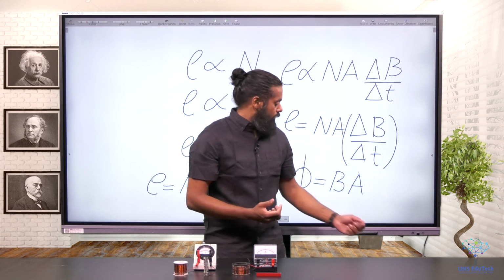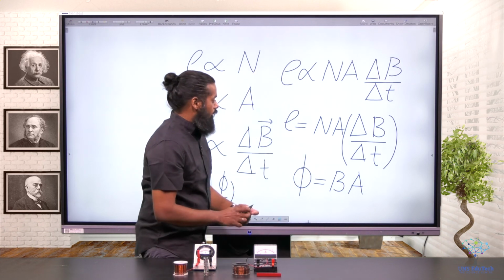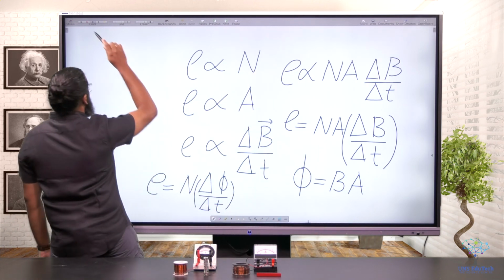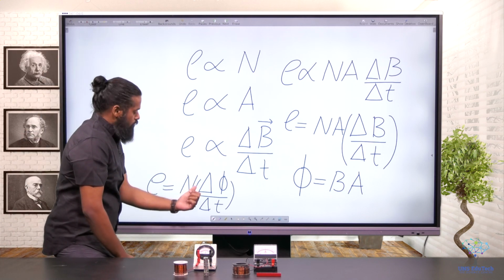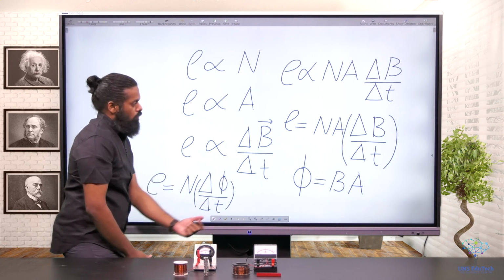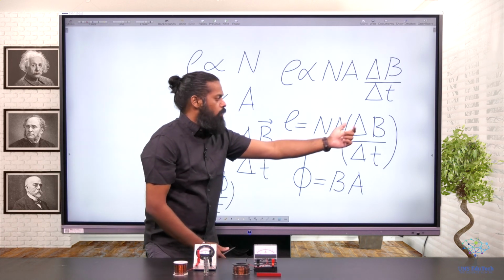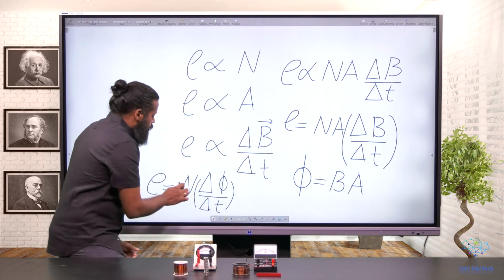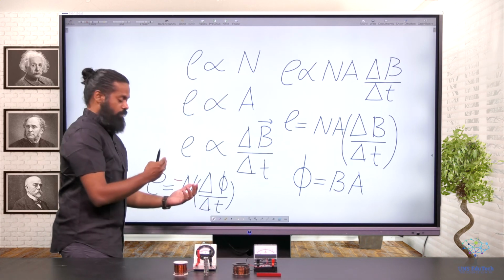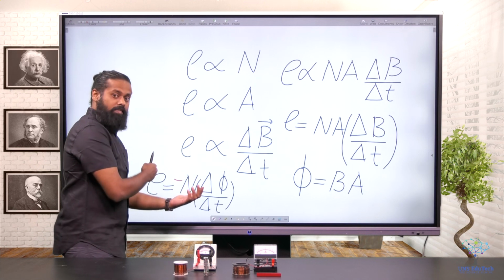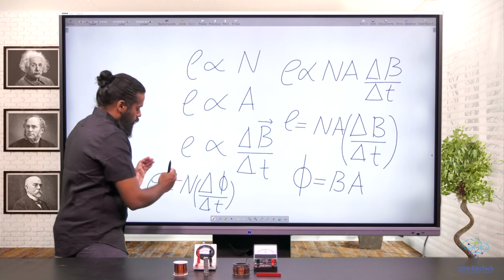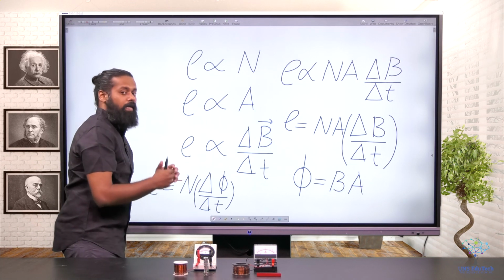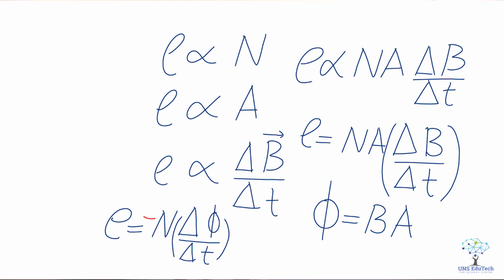So, Lenz's law can be quantitatively expressed simply by putting a negative sign in this equation. Faraday's law of electromagnetic induction says E is equal to the number of turns times the change in flux with respect to time, or the number of turns times area times the change in magnetic field with respect to time. If I put a negative sign here, this incorporates Lenz's law into the equation. This shows that the induced EMF and the change in flux will be in opposite directions. That is the idea. This is a consequence of conservation of energy.